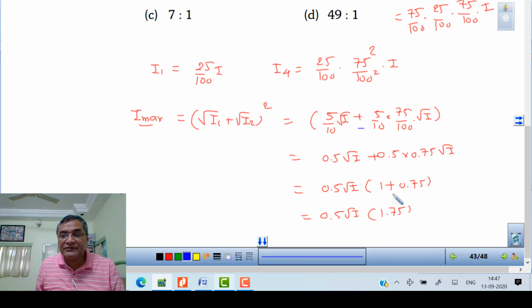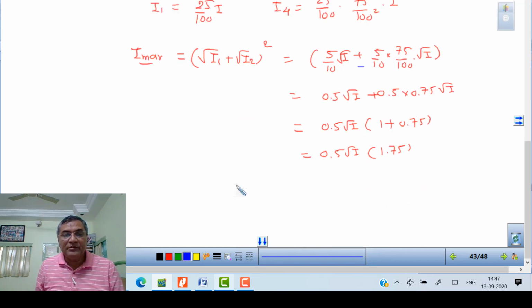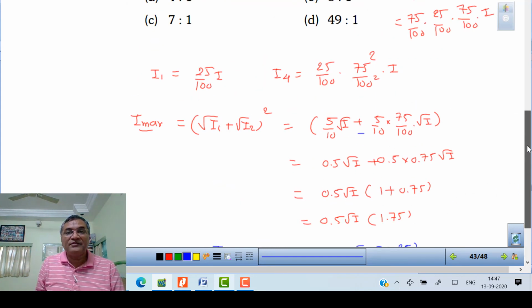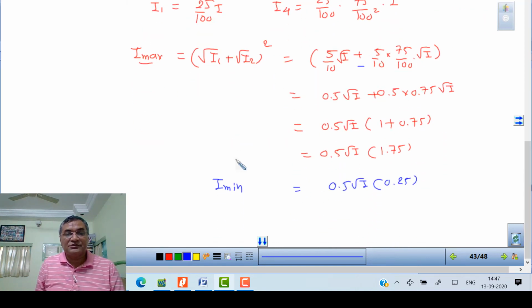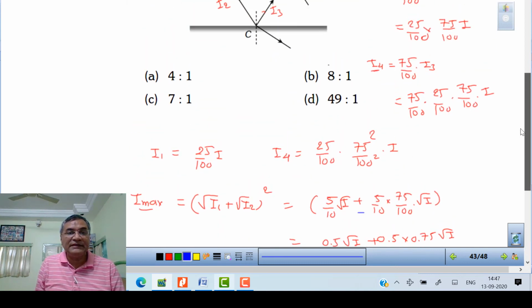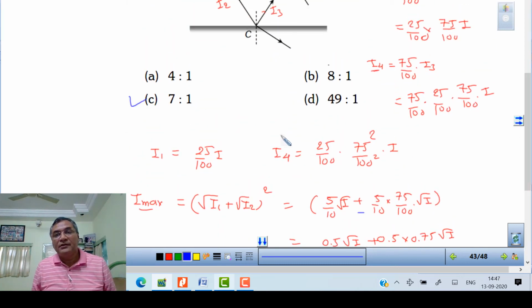For I minimum, I just have to put the negative sign here. So if I put a negative sign here, it becomes 0.25. Because the amplitudes will be subtracted, I min is root I1 minus root I4 whole square. So with the negative sign, you will get 0.5 root I into 1 minus 0.75, which is 0.25. Now we take the ratio of these two. So I max upon I min is equal to this upon this. So this will cancel, 1.75 divided by 0.25 is 7 divided by 1. So the option is, I think, C. This is a very good problem, right?